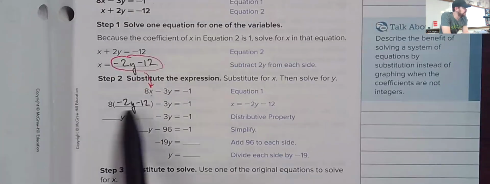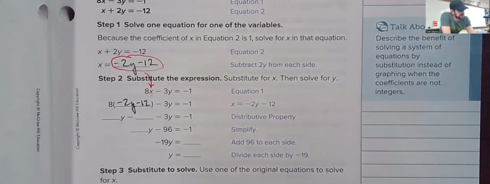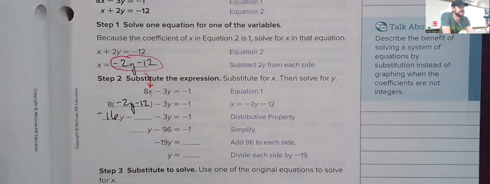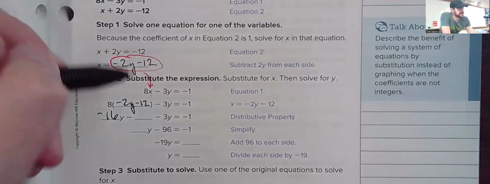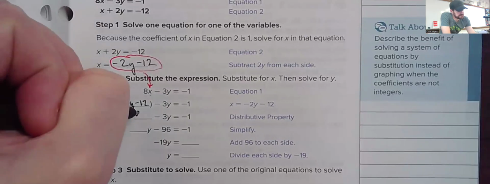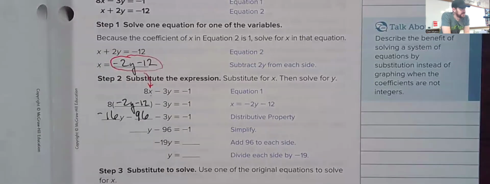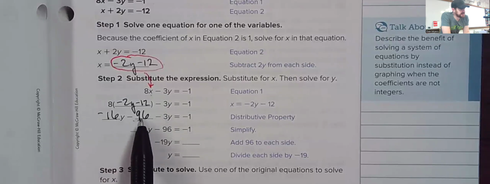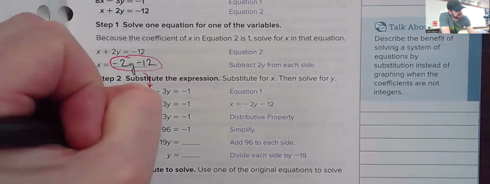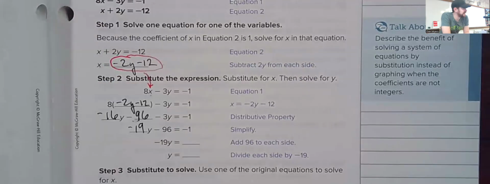So we're going to get rid of the parentheses by distributing. 8 times negative 2 is negative 16. 8 times negative 12 is what? Negative 96. And then the negative 96 doesn't combine with anything over here, but the negative 16 and the negative 3 can be combined to equal negative 19. So negative 19y minus 96 is equal to negative 1.